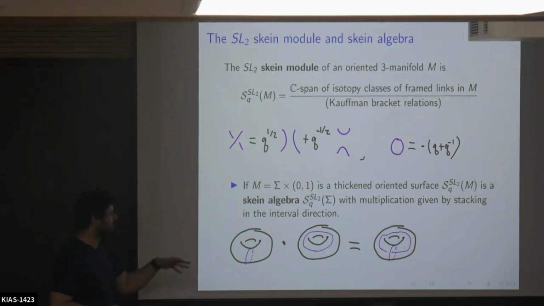And so you can build the Skein algebra of the surface this way, and now there is a way of knowing when you're done simplifying, because you have a link diagram on the surface, so you can get rid of all crossings and get rid of all loops that bound disks.